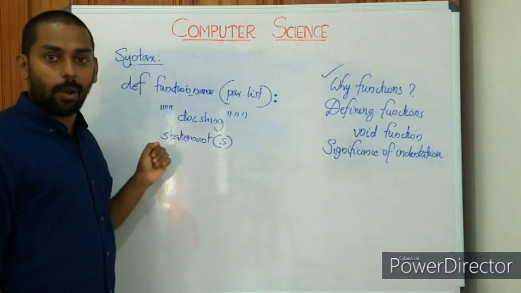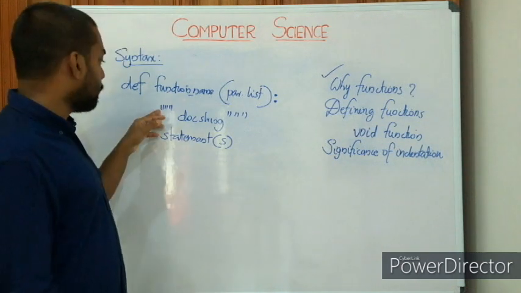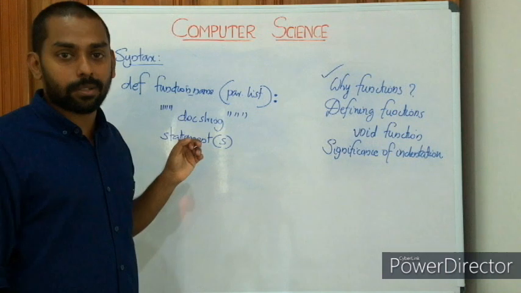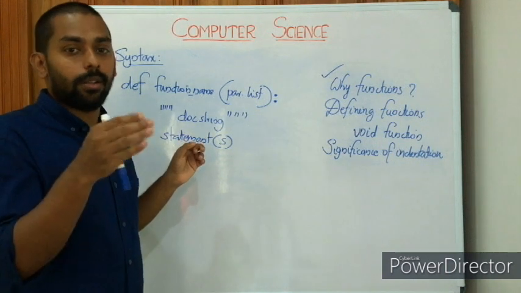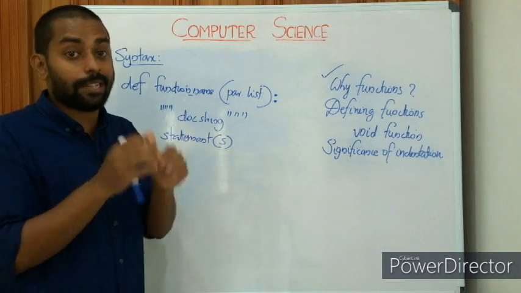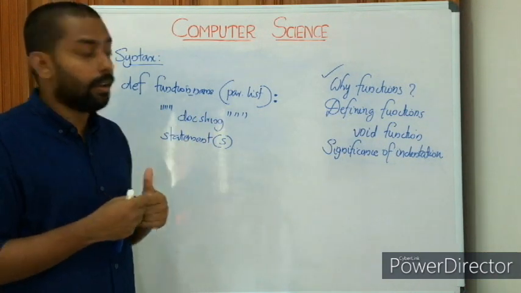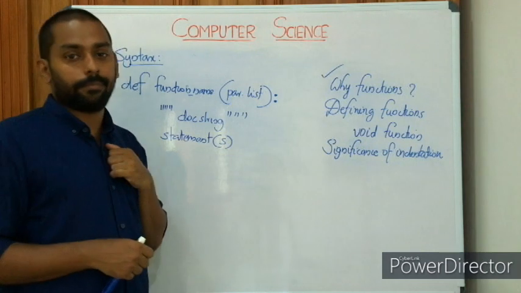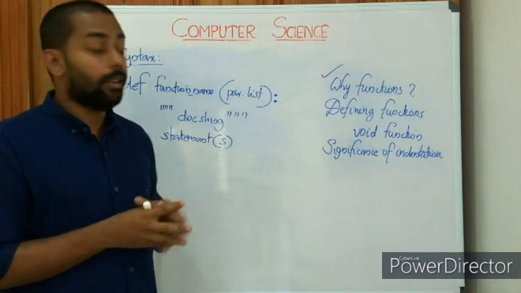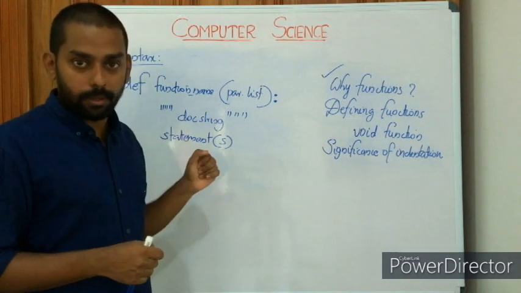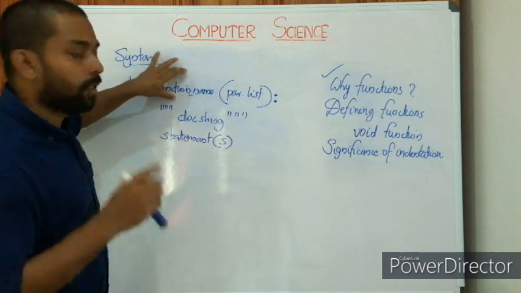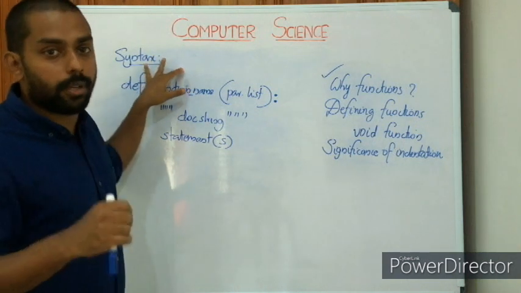Then the docstring. What is a docstring? Docstring means document string, and it's enclosed in triple quotes. Triple quotes are used to divide statements into multiple lines. Actually, what is the use of a docstring? It tells something about what the program is. It is also optional because a standard programmer will give a suitable function name.